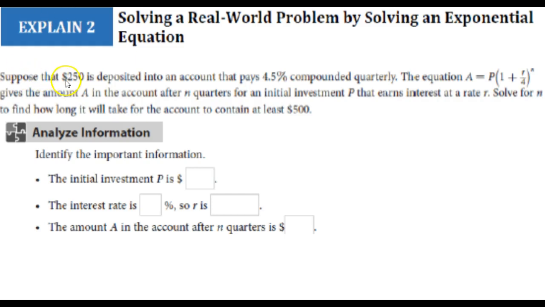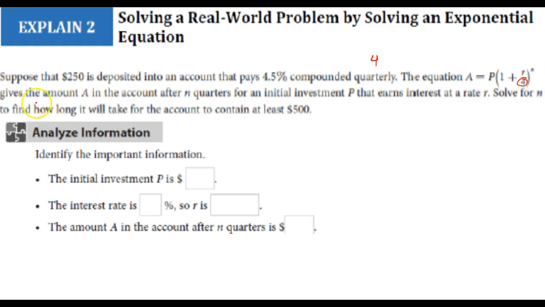It says, suppose that $250 is deposited into an account at 4.5% compounded quarterly. So we learned about this in the last credit, but here's just a review. So let's say that our amount is equal to our principal times 1 plus our rate divided by 4, because there's 4 quarters in a year, right? So you're just wondering, like, where'd they get that 4 from? There's 4 quarters in a year. Chill, it's okay. And then that's to the nth power.